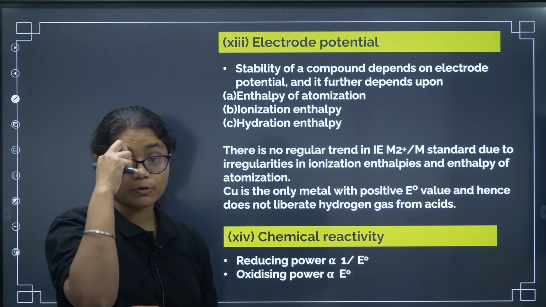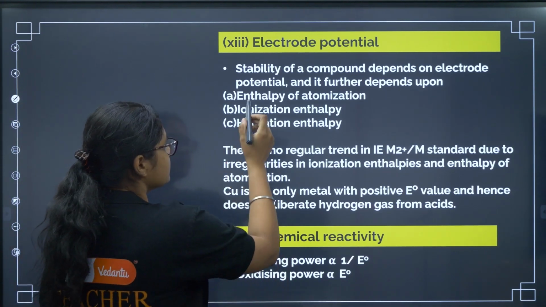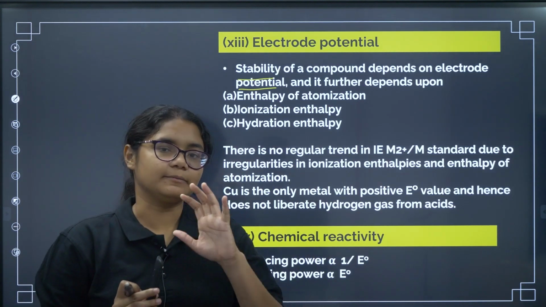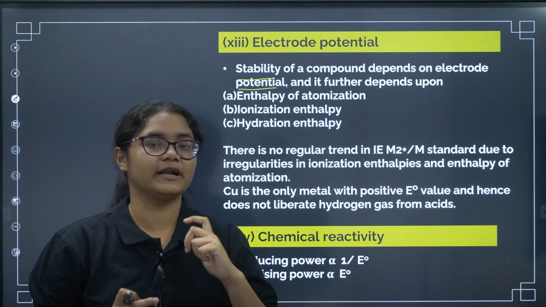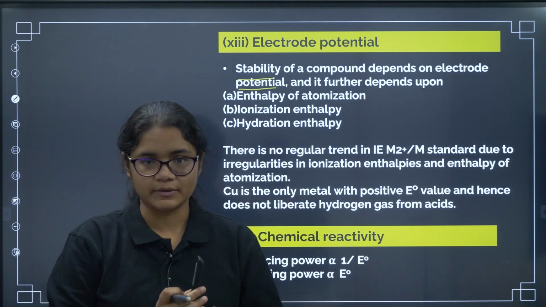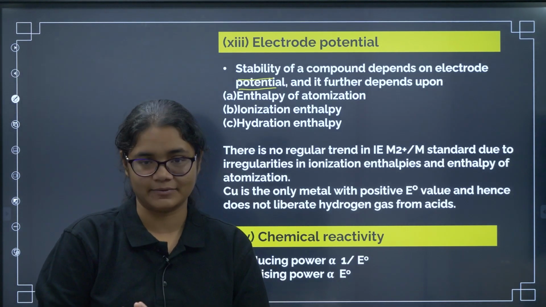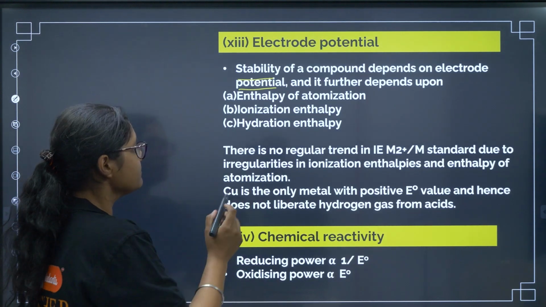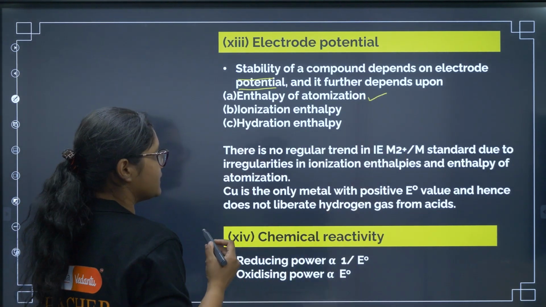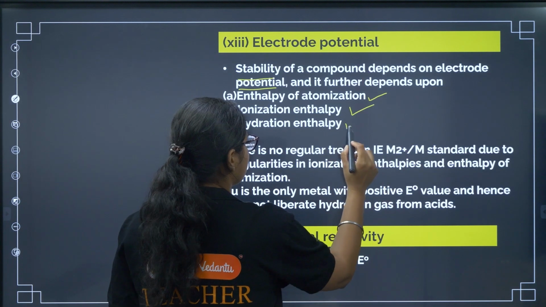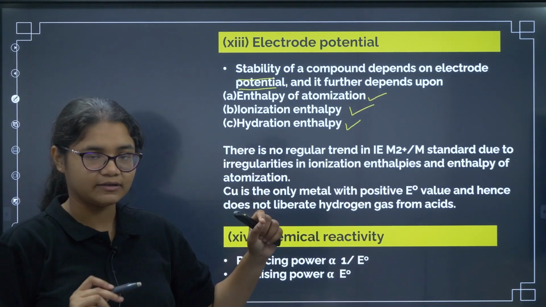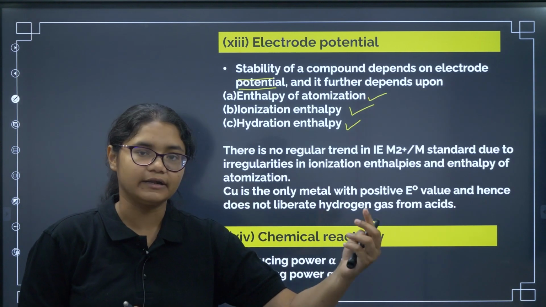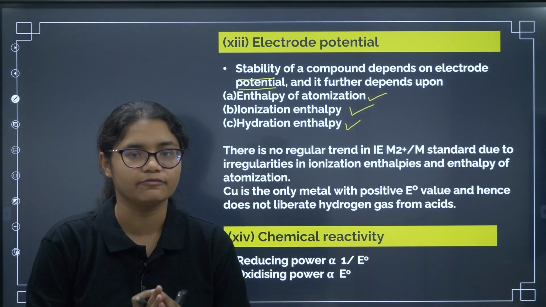Now we can go to electrode potential. This is again an important one. The stability of a compound depends on the electrode potential. Okay, how stable a compound is depends on its electrode potential. If its reduction potential is high, it is not stable. If its reduction potential is less, it is stable. Like that we decide. But the factors on which the electrode potential depends, you have to learn. There are three factors: enthalpy of atomization, ionization enthalpy, and hydration enthalpy. These three factors together decide the electrode potential, and electrode potential in turn defines the stability of the ion.